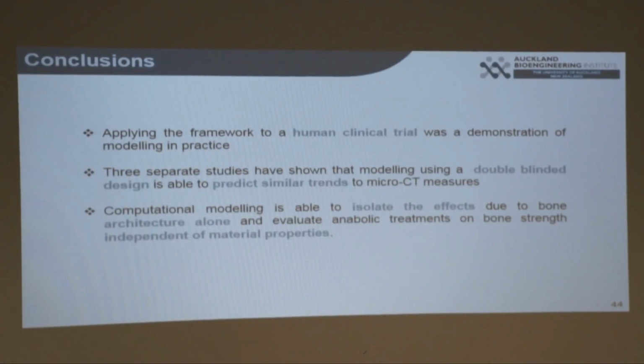So just final three points. Now, applying the framework to a human clinical trial was a demonstration of modelling in practice. I had three separate studies that showed that modelling using that double-blinded design is able to predict similar trends to micro-CT measures. And then we also applied it to two external studies and that lactoferrin one now. And our model is able to isolate the effects due to bone architecture alone and evaluate anabolic treatments on bone strength independent of material properties.